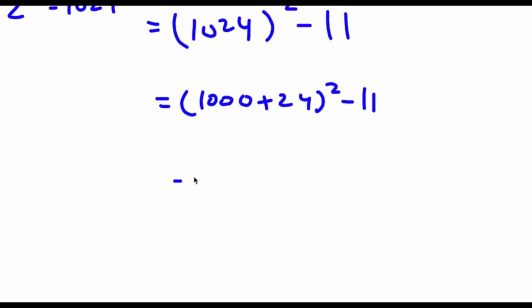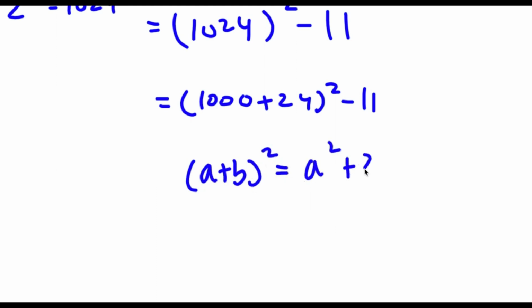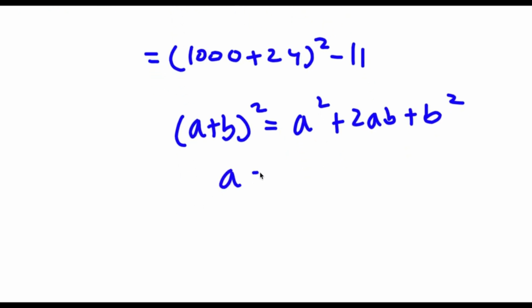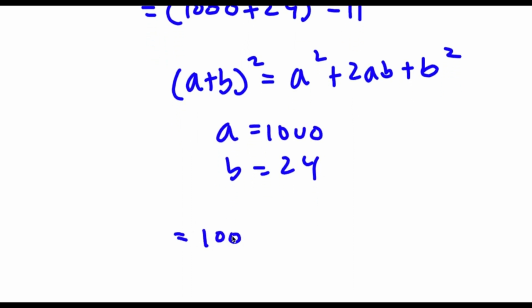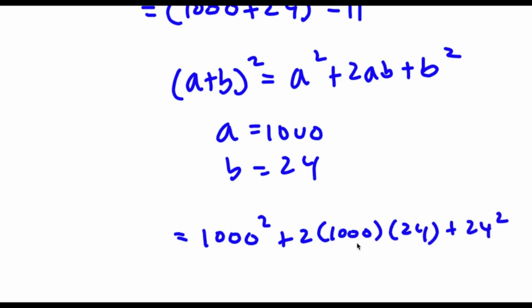Now, if I have something in the form a plus b squared, this is simply equal to a squared plus 2ab plus b squared. So in this case, a is equal to 1000 and b is equal to 24. So this is going to equal 1000 squared plus 2 times 1000 times 24 plus 24 squared.